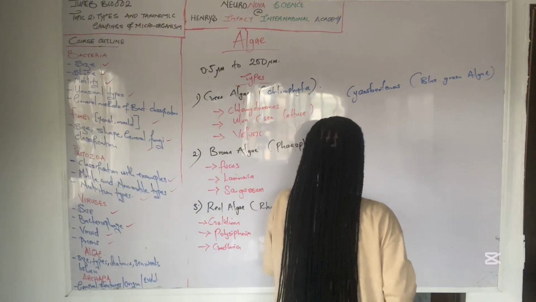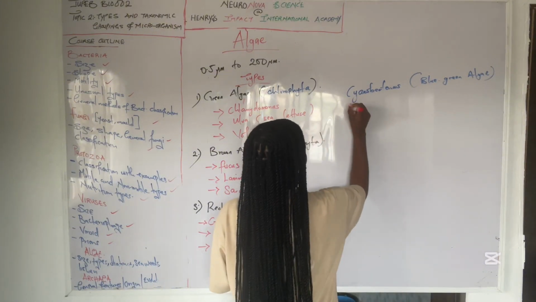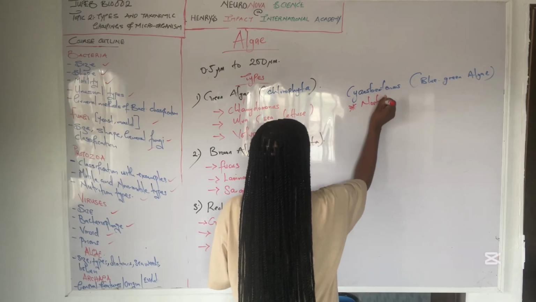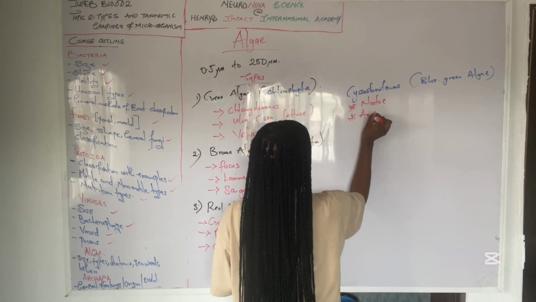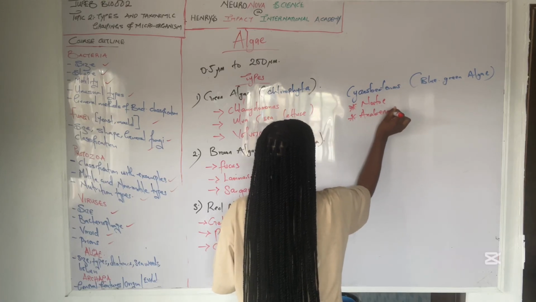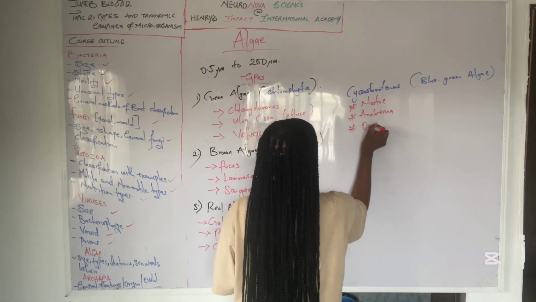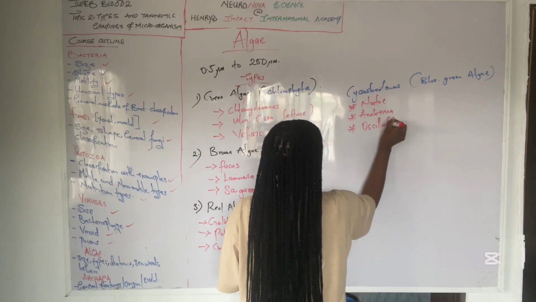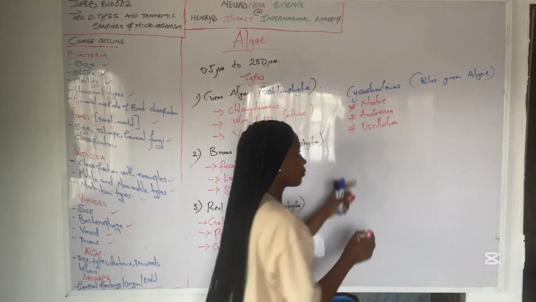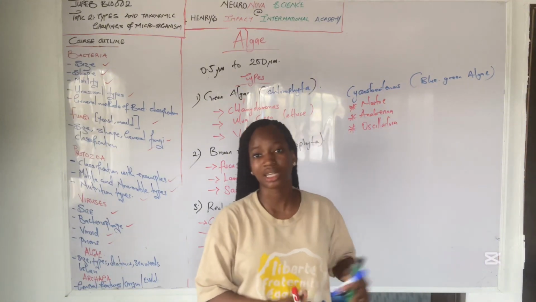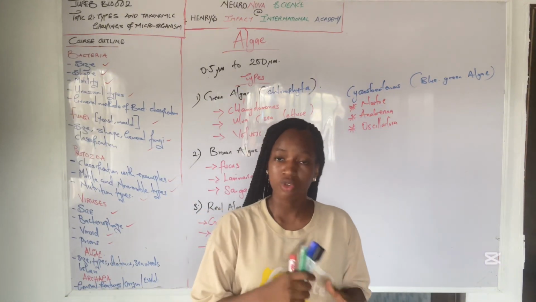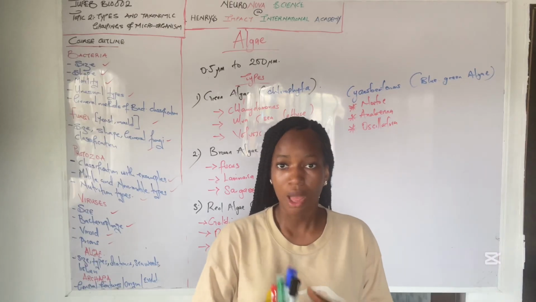You talk about the likes of your Nostoc. Talk about the likes of the Anabaena, and you also talk about the likes of your Oscillatoria. This particular one came out in a particular year in JUPEB, and many students didn't know that Oscillatoria is an example of a blue-green algae, which is your cyanobacteria.